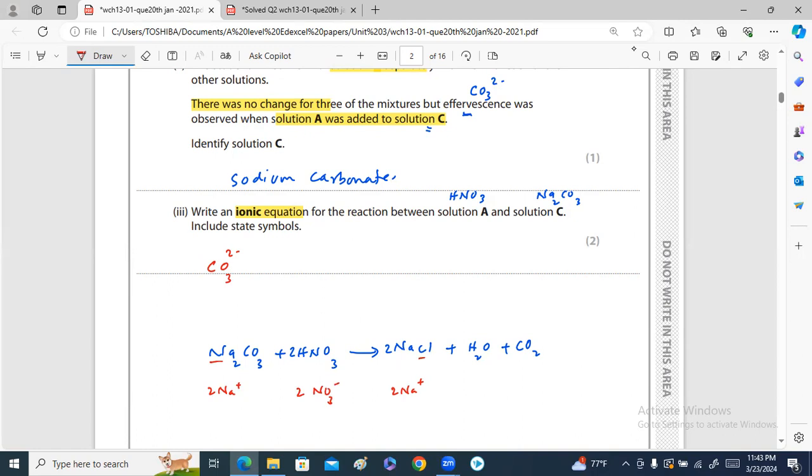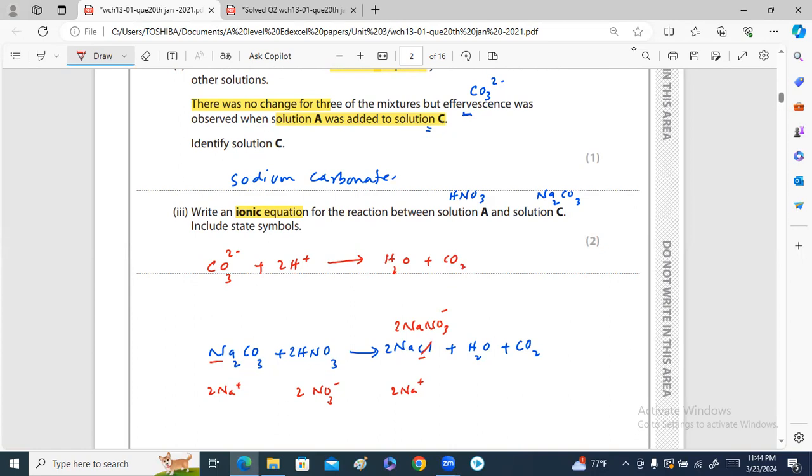Okay, we will get the sodium nitrate here, instead of chloride. So NO3 negative is a spectator ion, so we can cut the 2NO3 negative. Then we will get 2H positive. On the right hand side, Na positive and NO3 negative are both spectator ions. So by skipping those ions, we'll get H2O plus CO2.